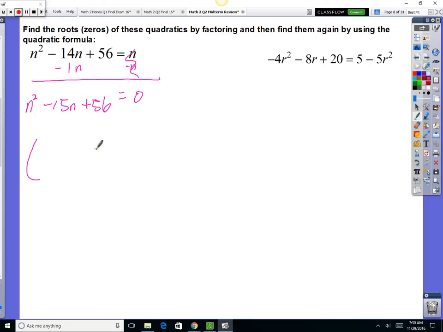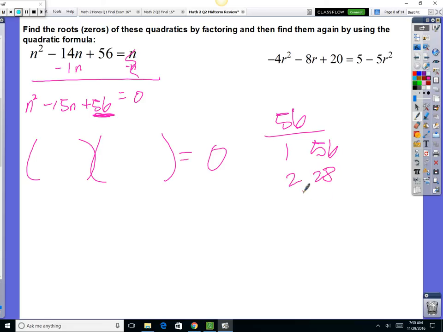Okay, now we're going to factor it, which is hopefully easy. So you're looking for 56. So look at 56, get your factor chart out. 56, how many options we got for 56? We got 4. 1, 56. We got 2, 28. And we got 4, 14. And then we got 7 and 8.